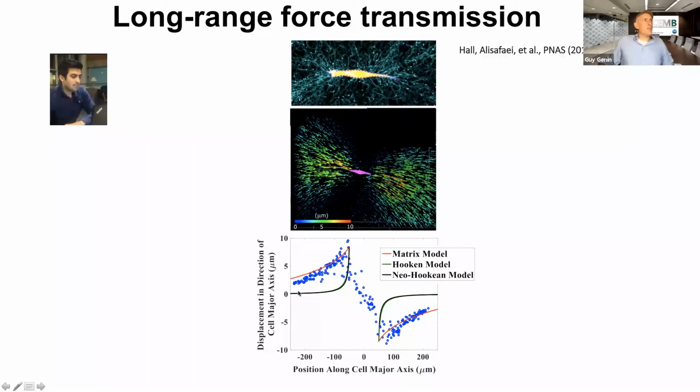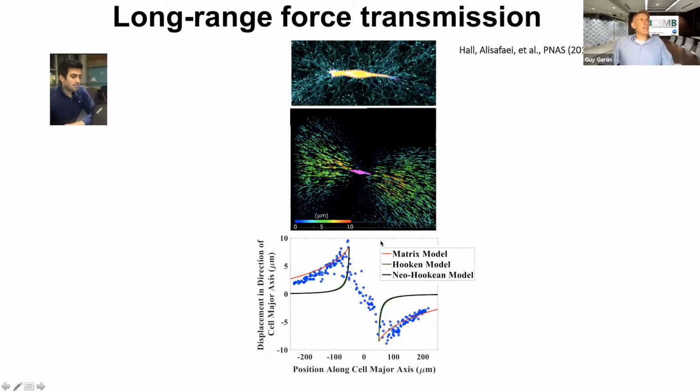And so if you look at either just the nonlinear equivalent of F equals kx of Hooke's law, or just a linear version of it, you get these very sharp drops with respect to position of the displacement field. But we see from these data on fibroblast remodeling collagen, they're able to reach out many times the size of the cell.